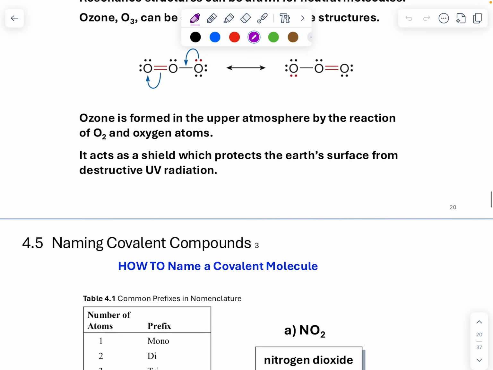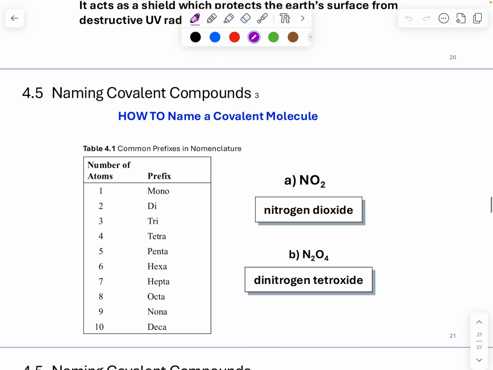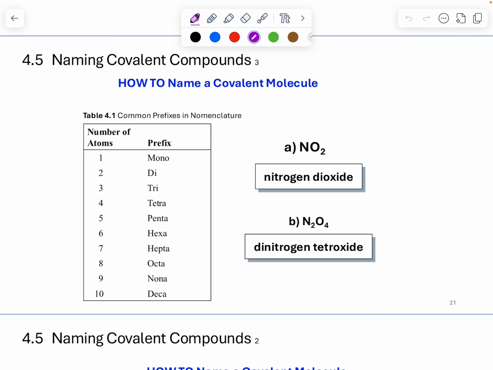So let's get started with part 2 of these unit notes, chapter 4, covalent compounds. And so we're going to start looking at how to name covalent compounds. And so on this page you see a table of common prefixes. With covalent compounds, we use prefixes to tell how many of each atom.